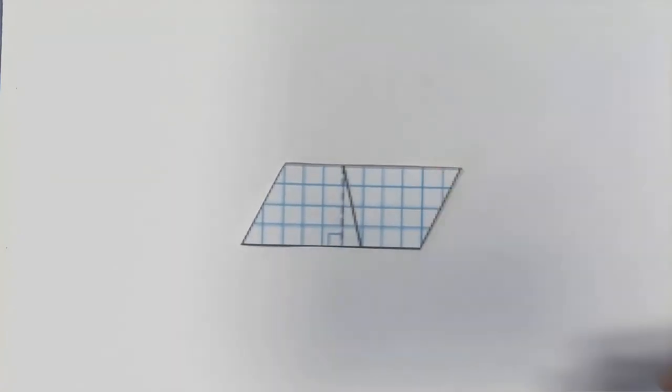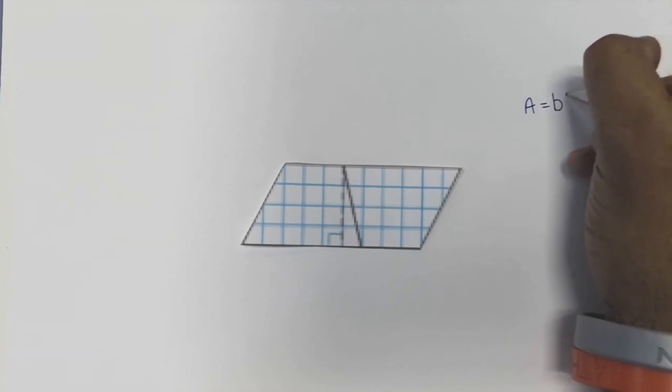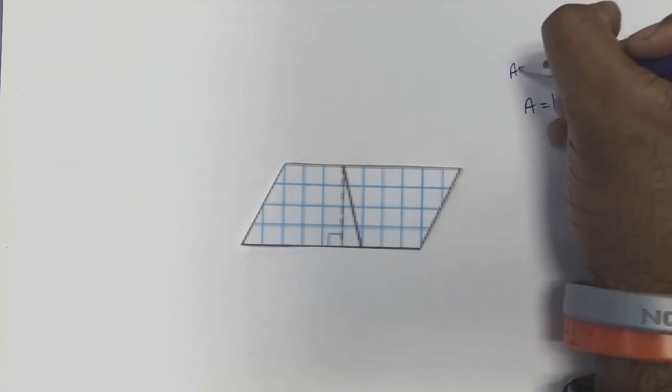All right, so here is our parallelogram. What did we determine in the earlier lesson that we can use to find the area of a parallelogram? Yes, we said that the area of a parallelogram is found the same way that we find the area of a rectangle. So can we find the product of the base and the height? So area equals base times height for the area of a parallelogram.